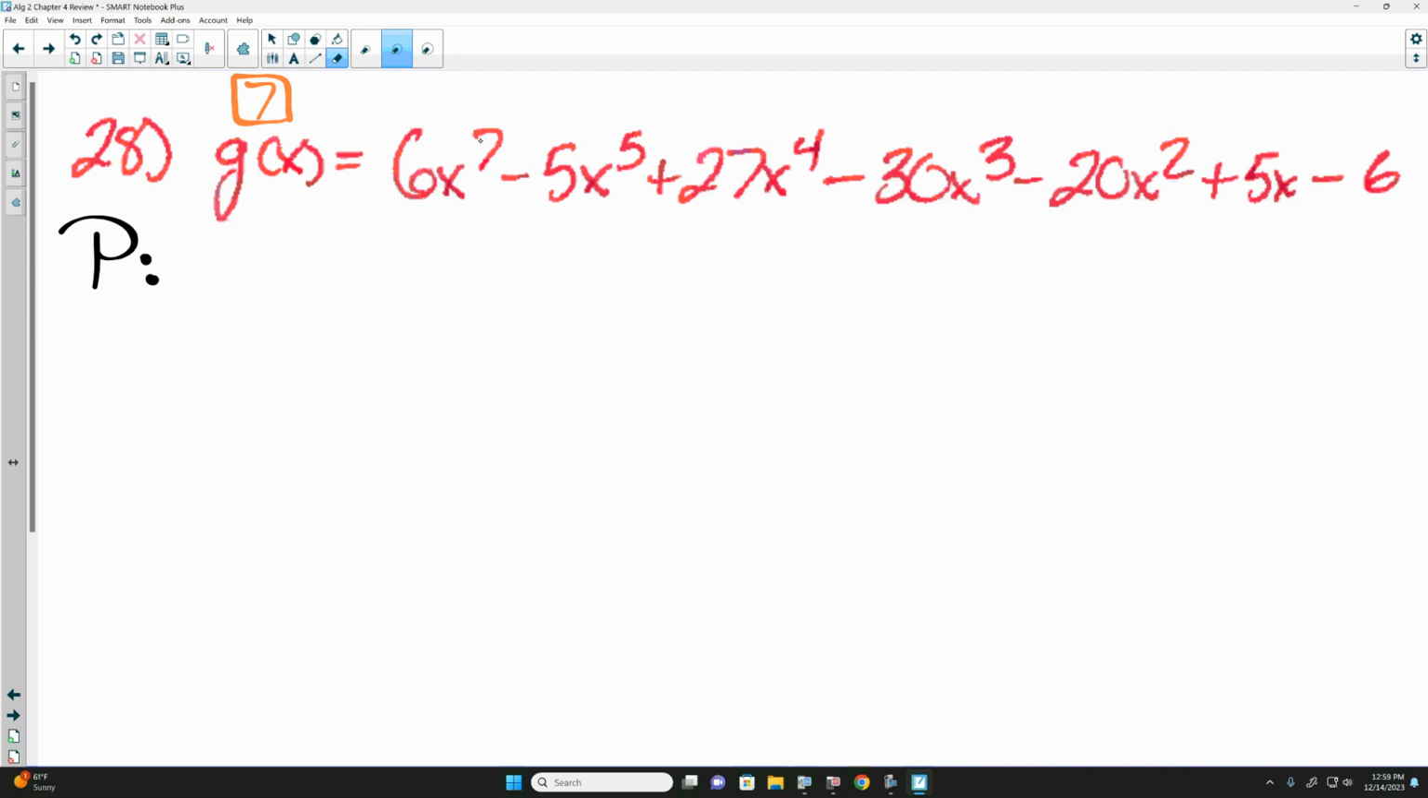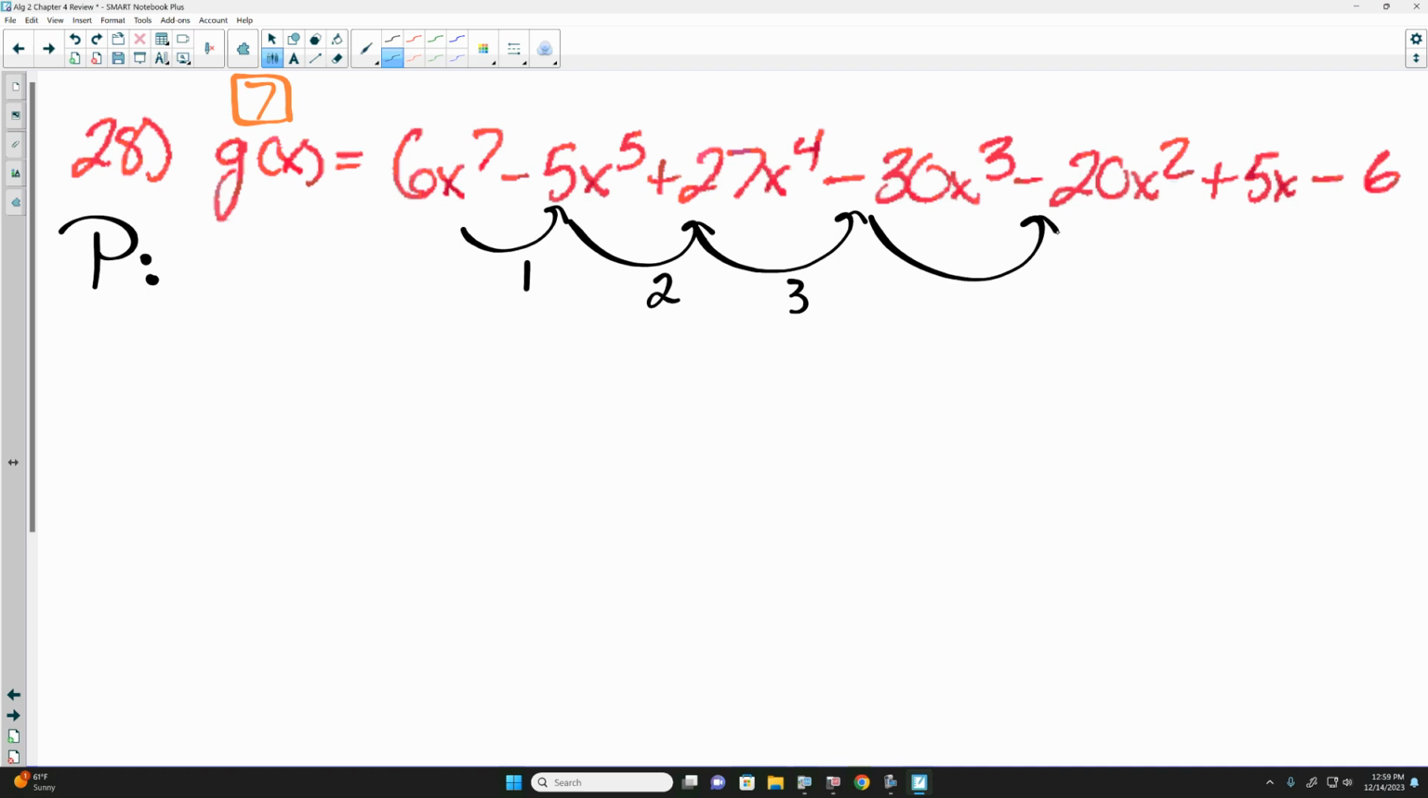Now, to find the number of possible positive zeros, we take the starting function and count the number of sign changes. So looking at this here, x to the 7th, x to the 5th, it's going from positive to negative, so that's 1. The next one goes from negative to positive. That's 2. Then we go from positive to negative, which is 3. Then we go from negative to negative, so that does not count. And then we go from negative to positive, which is 4, and the last one we go from positive to negative, which is 5. So the number of positive solutions we can have is 5 or an even amount less than that. So we can have 5 or 3 or 1.